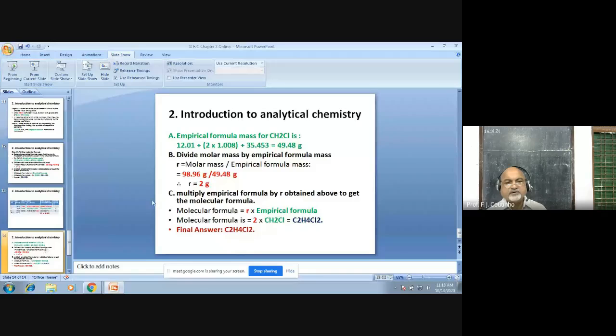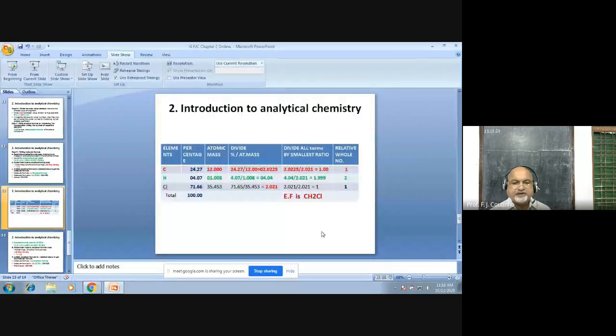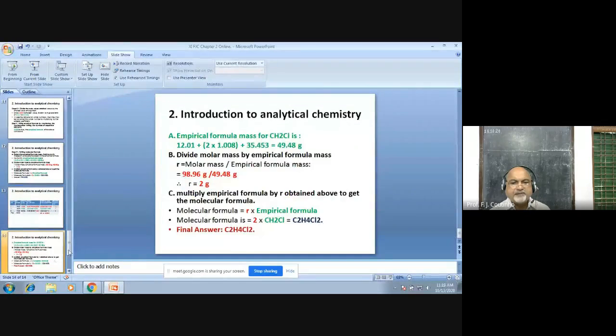Come here. Now empirical formula mass. I need to calculate the empirical formula mass. I got the empirical formula CH2Cl. Now I have to calculate the empirical formula mass. How will I calculate the empirical formula mass? Look here. CH2Cl. Carbon, what is the atomic mass? 12.01. So I have written here 12.0 plus.